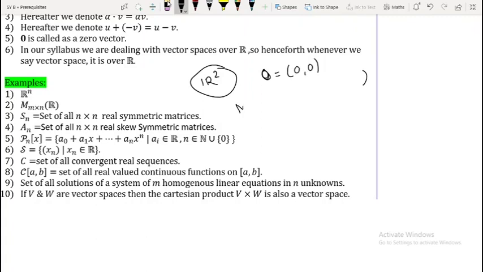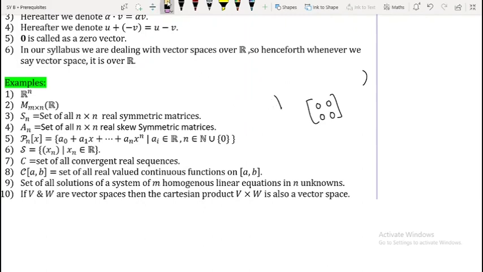And what about 0 of M2 of R? As discussed in the last lecture, 0 of M2 of R is nothing but what? This 2 by 2 zero matrix. Okay, so now we will go for the next example, that is the third one.